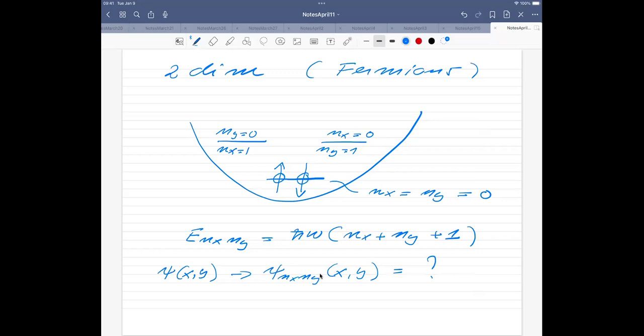But you see that you can keep increasing this now because you can go to the next level and you can have nx equal to 2 and ny equal to 0. But then there's going to be a new state here where you can have nx equal to 1 and ny equal to 1. And then there's a new state, which is nx equal to 0 and ny equal to 2.